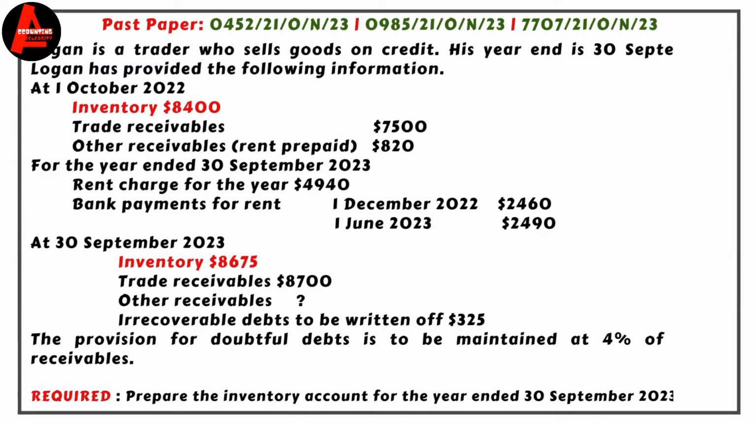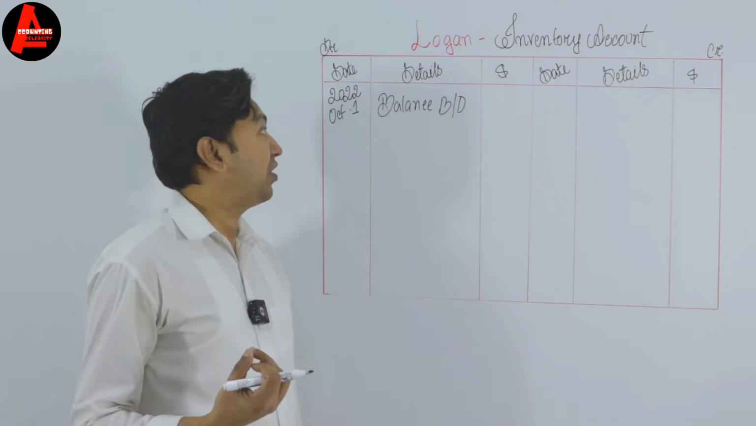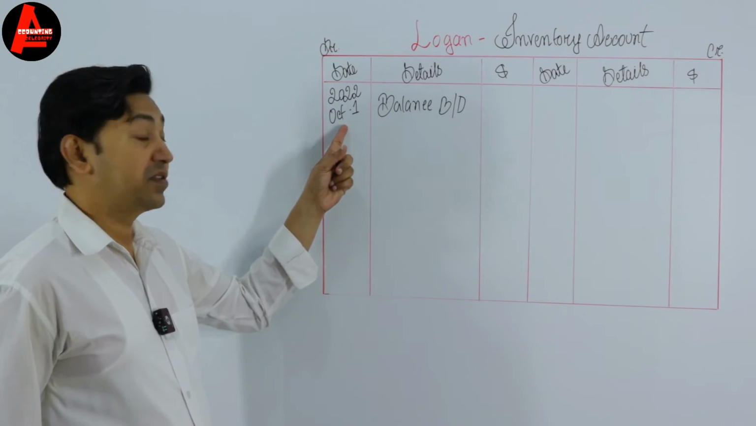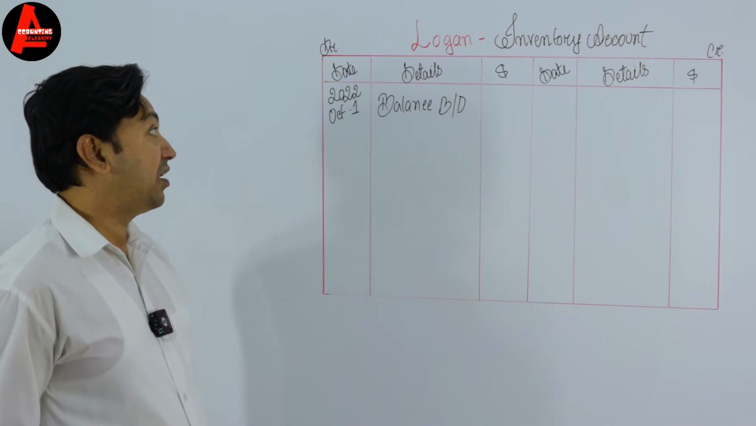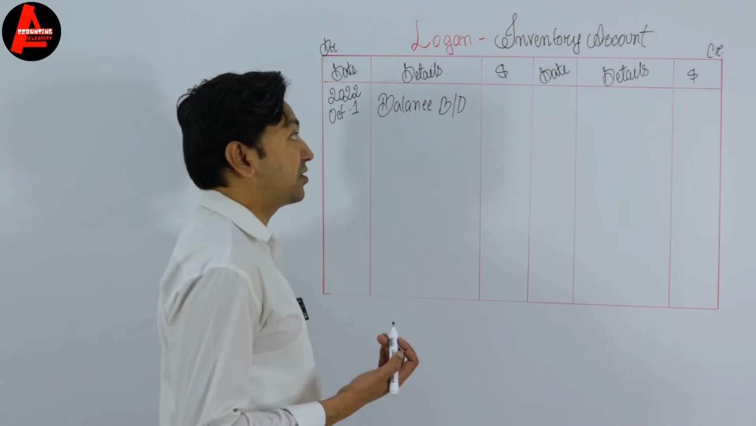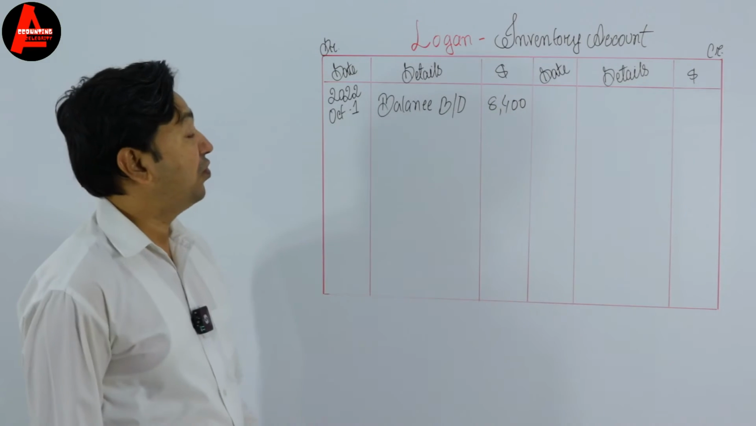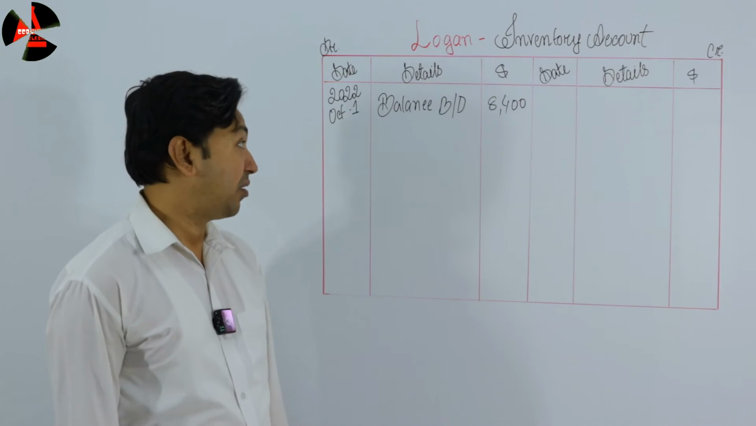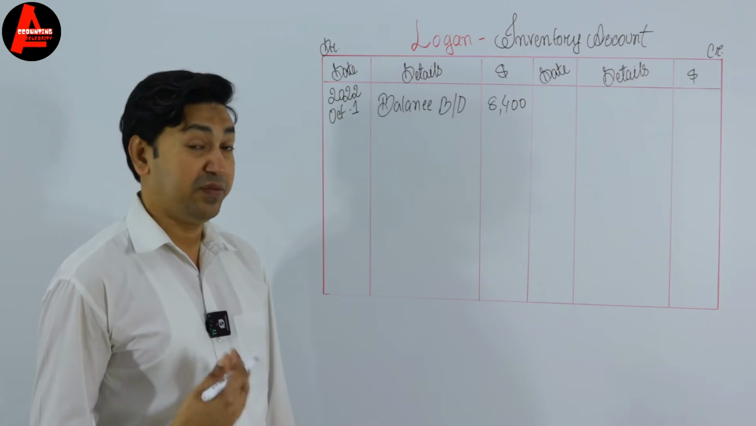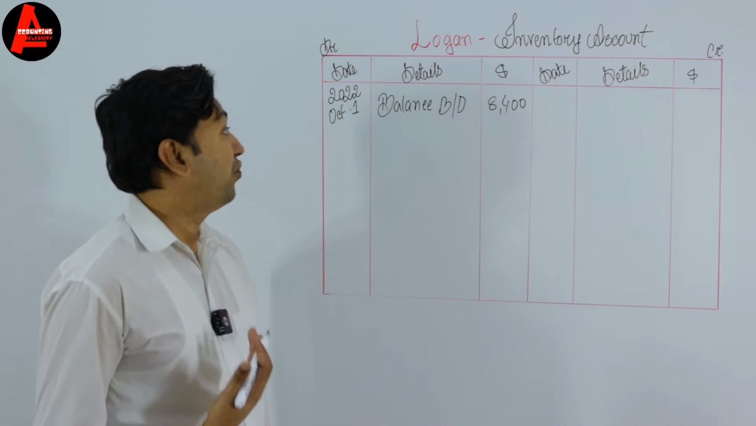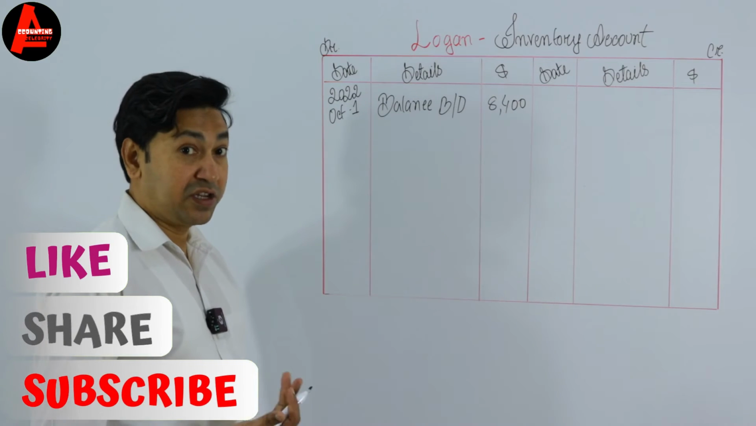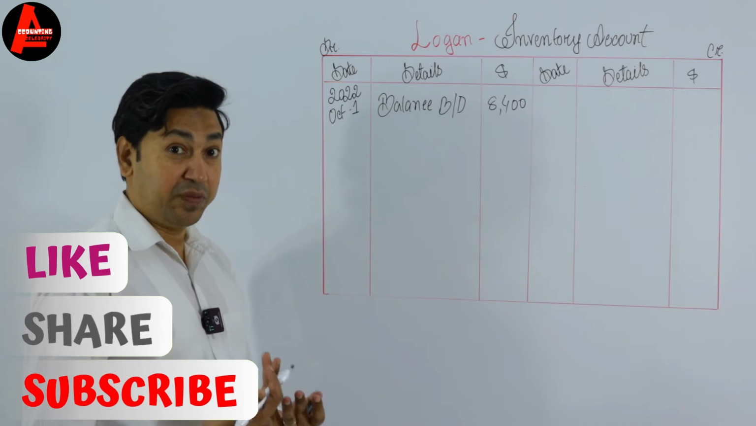Here in the question again we see at 1st October 2022, inventory is $8,400. This is the opening inventory because this amount is given on the first day of the financial period. We will write $8,400 in the dollar column. Now this amount will be taken to the income statement at the end of the financial period when the business prepares it. So when the business takes this opening inventory to the income statement, what entries are to be made?